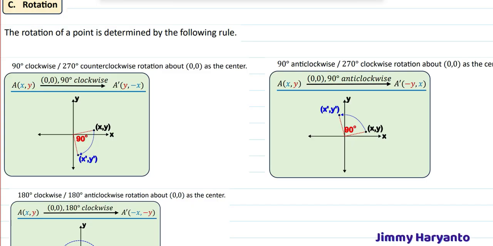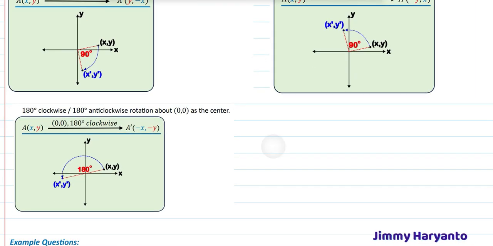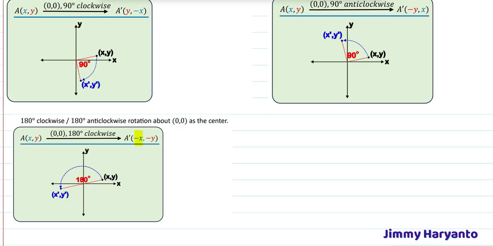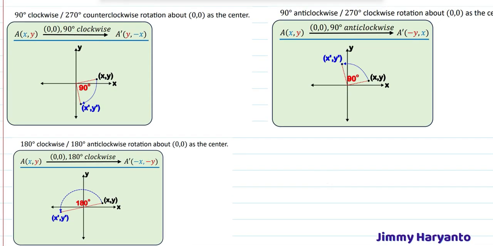For 90-degree anti-clockwise, it will be the same as 270-degree clockwise. The result will be negative y and x. For 180-degree clockwise, it will be the same as 180-degree anti-clockwise, and the result is negative x and negative y. So the same as the previous, we have to memorize all of the formulas and then use the formulas in the questions later.